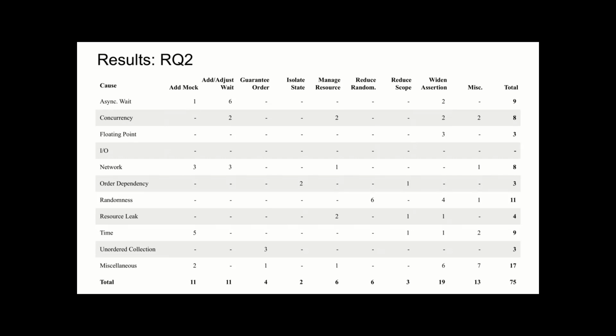The most common repair category in our baseline was widen assertion, which developers applied in 25% of commits. This involves adjusting an assertion statement to make it accept a broader range of values and states. Add mock and add / adjust wait were tied for second place at 15% each. Respectively, these involve mocking the behavior of a class or function and adding or adjusting a time delay in the test case code.